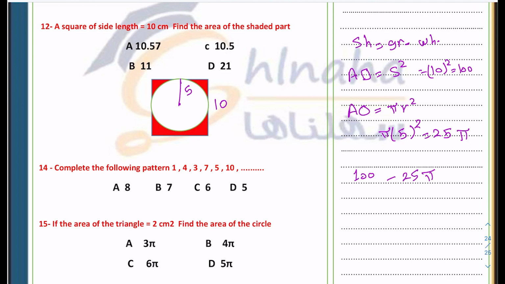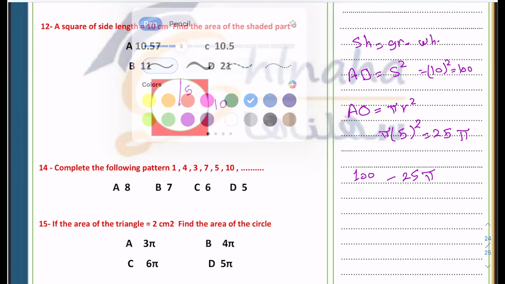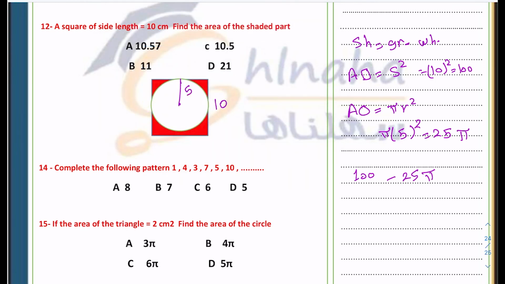Okay? Now, here, I have to try to simplify it. By the way, pi is approximately 3.14. So I have to multiply it by 25 and then choose. By the way, 3 multiplied by 25 is 75. And 0.14 times 25 would be how many?